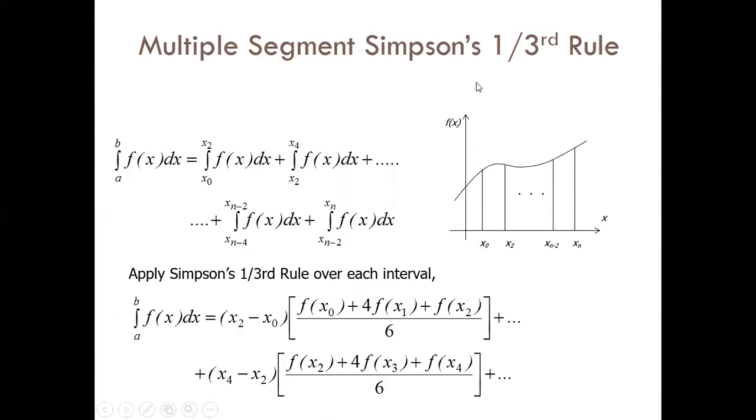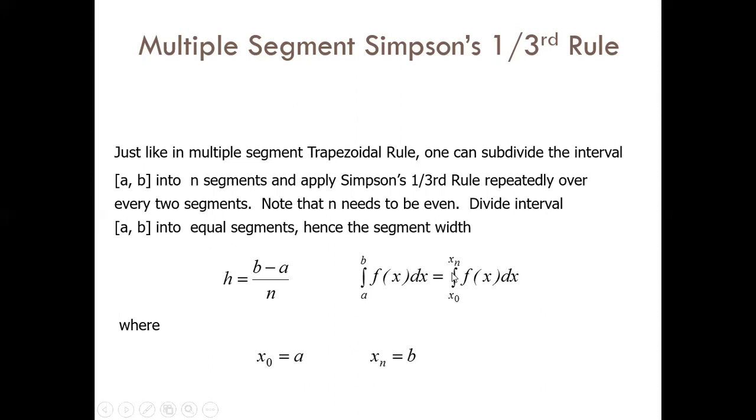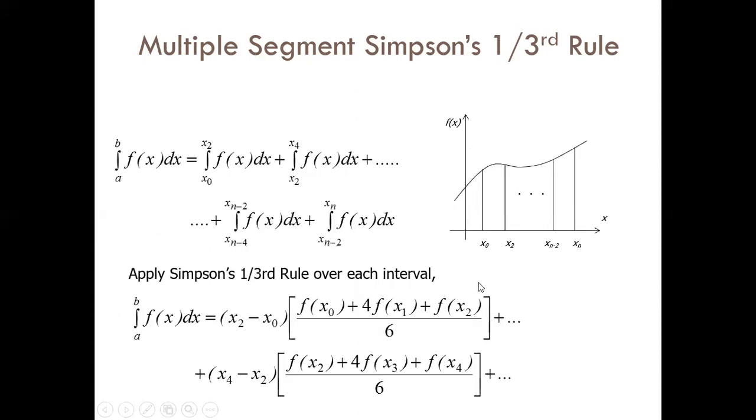Then divide the interval into a number of steps. In each integration we consider two steps. That is, the integration of a to b f of x dx is equal to the integration of x0 to x2 f of x dx, plus the integration of x2 to x4 f of x dx, plus dot dot, plus the integration of xn minus 4 to xn minus 2 f of x dx, plus the integration of xn minus 2 to xn f of x dx.